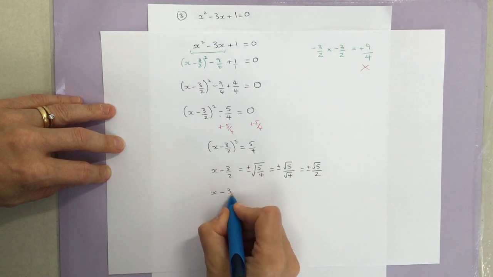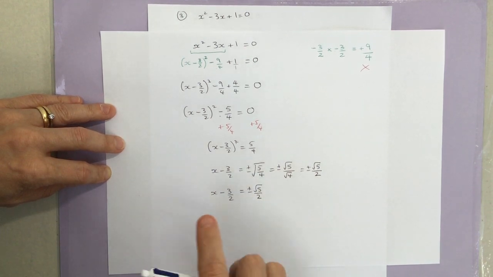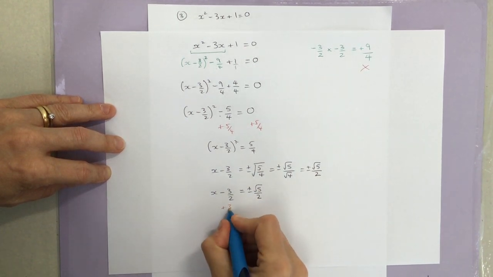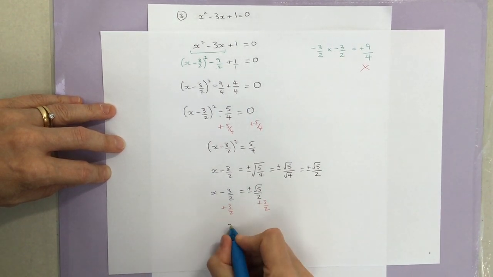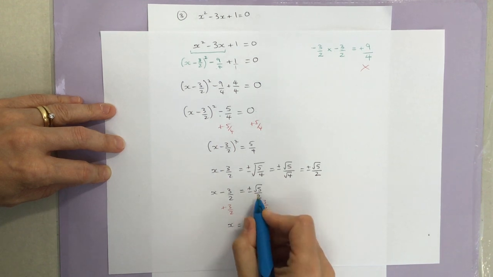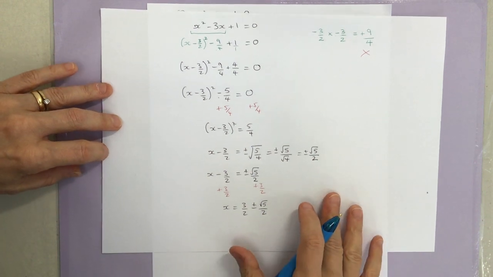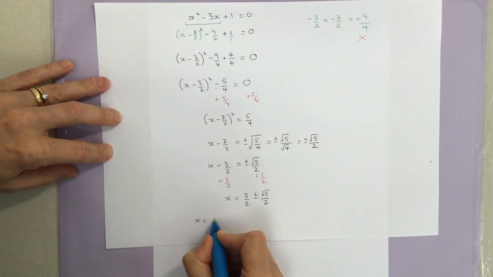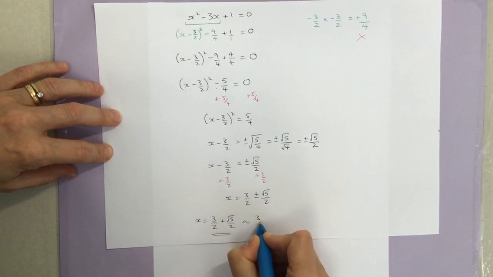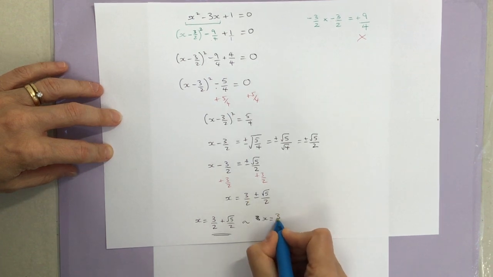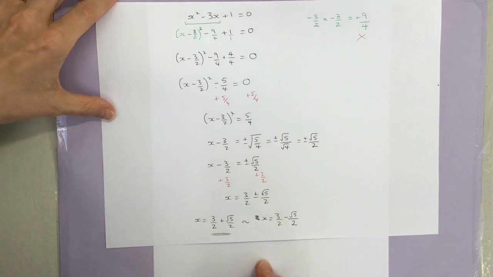So let me just tidy this one up. So that's going to give me plus or minus root 5 over 2. And then add 3 over 2 to both sides. And I'm going to end up with x equals positive 3 over 2 plus or minus root 5 over 2. So again, I'm just going to move that up. Let's just write that out. Our two solutions, x equals 3 over 2 plus root 5 over 2, or x equals 3 over 2 minus root 5 over 2. And that's example 3.